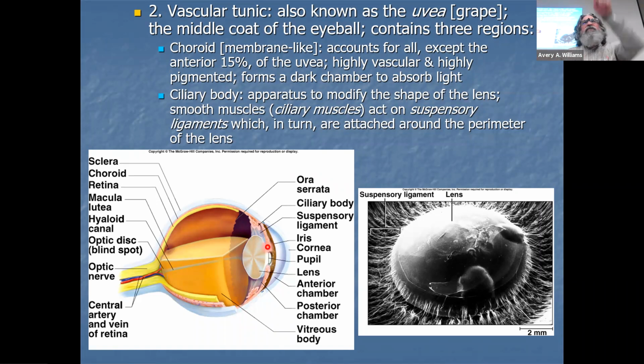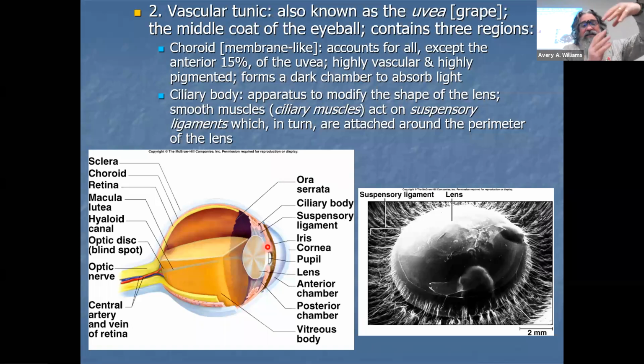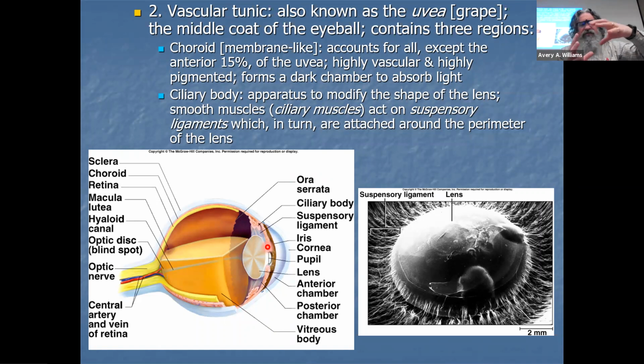Like if you want to look at something far away, the ciliary body contracts and it pulls on the suspensory ligaments, and the lens kind of stretches out. And when you want to look at something up close, it relaxes and returns to its thicker shape, and so you can see something up close. It works beautifully. It stretches out, goes back, stretches out, goes back. But it only has about a 30-year warranty.